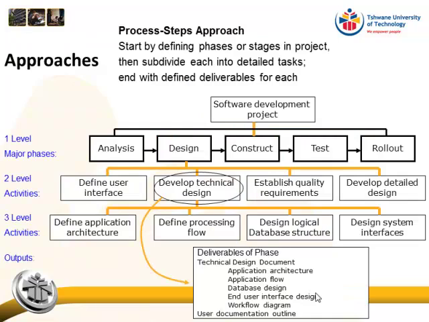Okay, so then the next thing that we can do, which is what I chose to do, is to start by defining phases or stages in the project and then subdivide each into detailed tasks, and end with a defined deliverable for each. So that's the approach that I followed. I said that we have the initiation phase and the end of it is the approved project charter. Do you remember that? Okay. So there are different ways that you can do it.